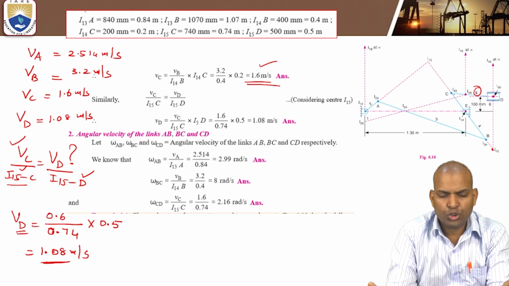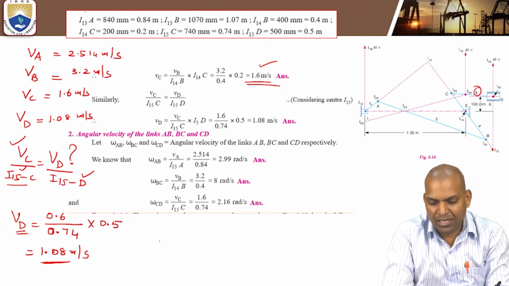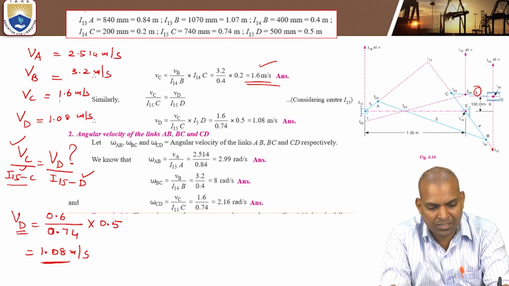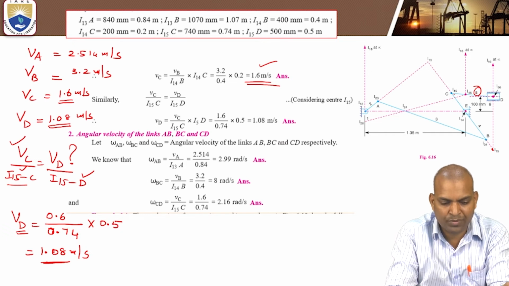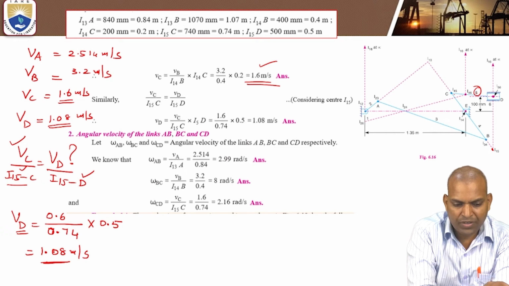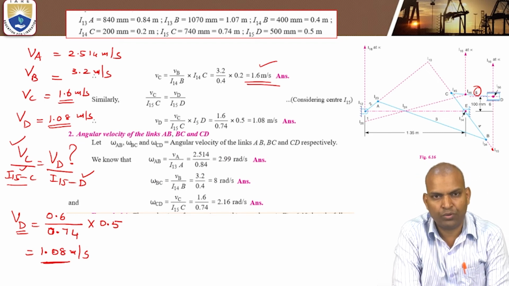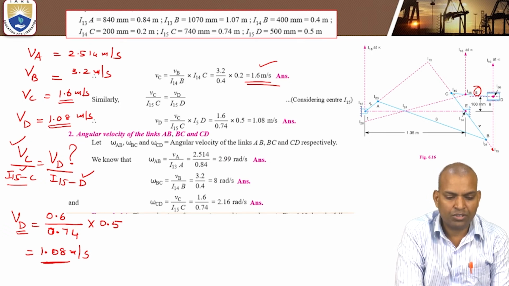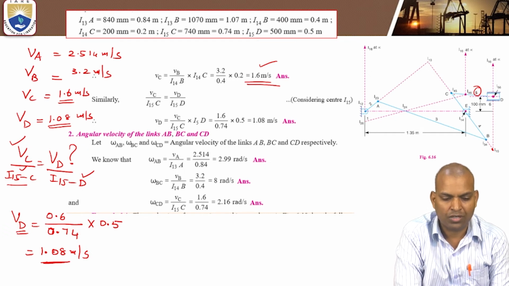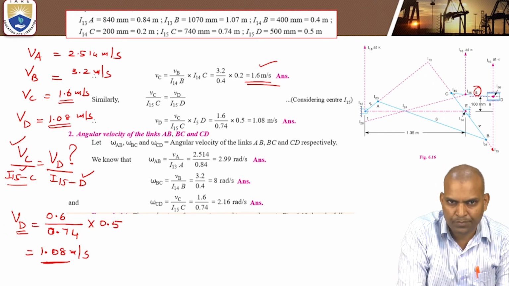When the crank rotates with 2.514 meters per second, the linear velocity of point B increases to 3.2 meters per second. Then at point C it is reduced to 1.6 meters per second, and again reduced at the slider to 1.08 meters per second. Now the efficiency, the advantage: if we give an input linear velocity of 2.514 meters per second, the output link, the slider, has 1.08 meters per second. It is reduced to about 60%, 1.08 by 2.514.